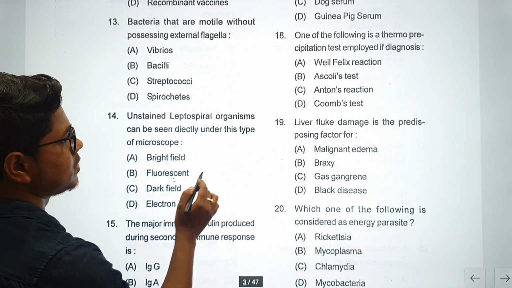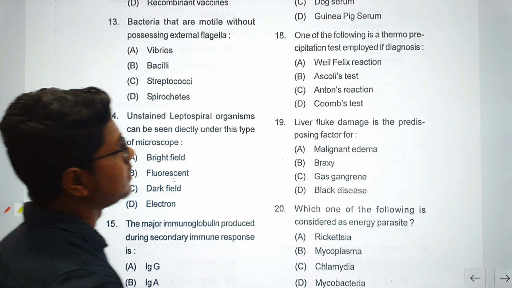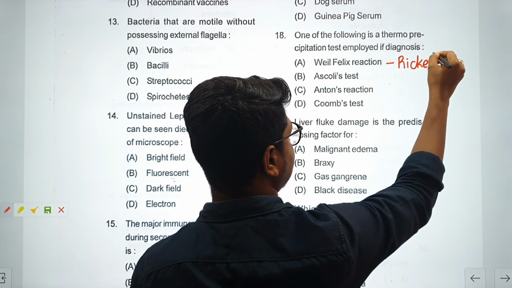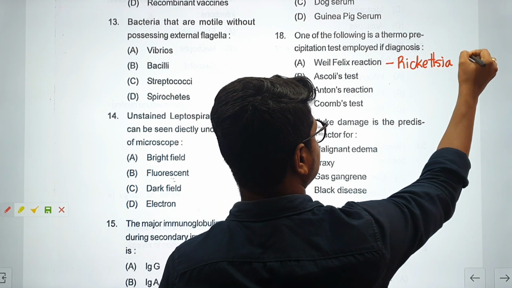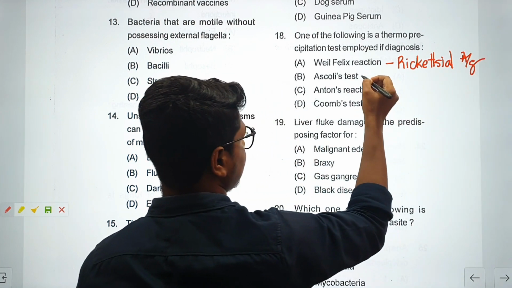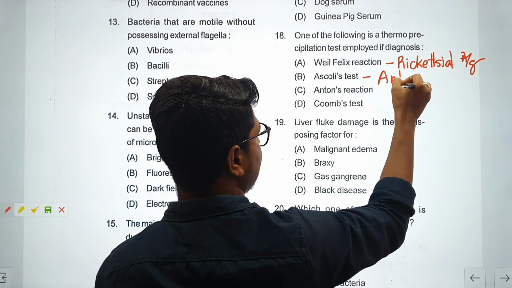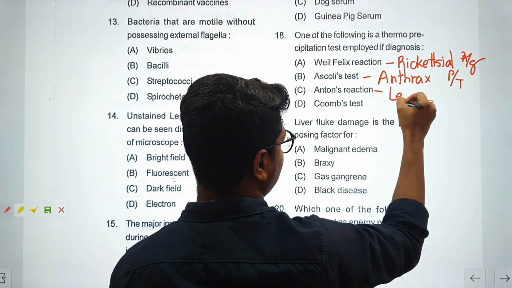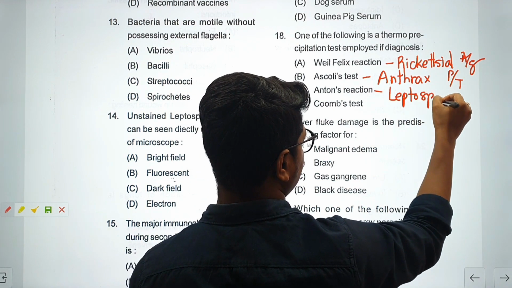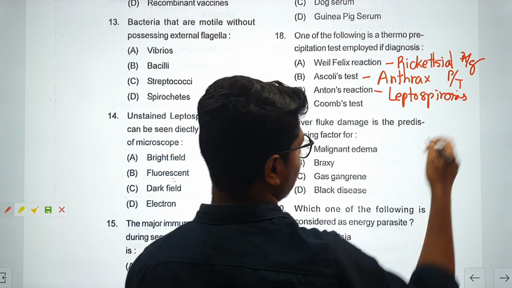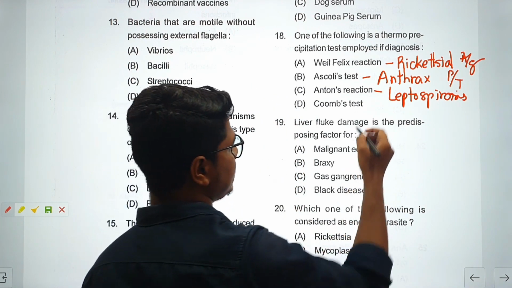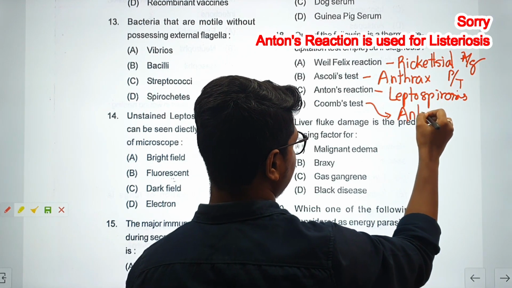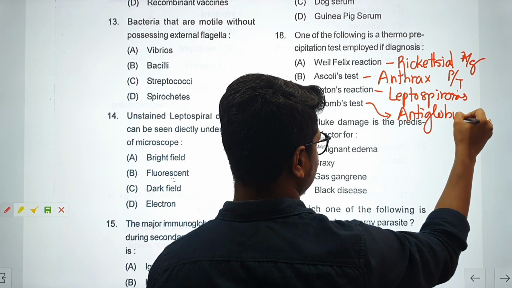One of the following is a thermoprecipitation test employed in diagnosis. Felix reaction is basically for rickettsial diseases, and it is an agglutination test. Ascoli's test is the answer. It is employed for anthrax, and this is a precipitation test. Anton reaction is for leptospirosis, where infected organisms are placed in the conjunctiva of a rabbit, and within 24 hours there will be conjunctivitis. Coombs test is known as the antiglobulin test for erythrocytes.